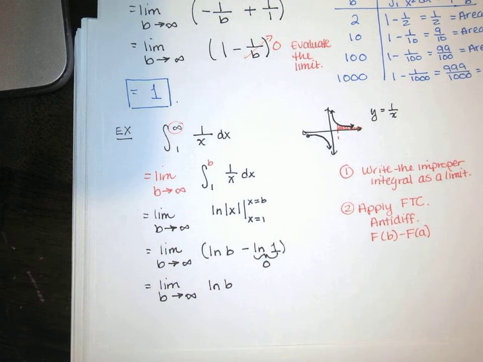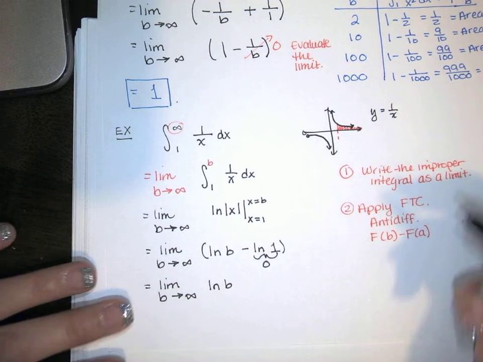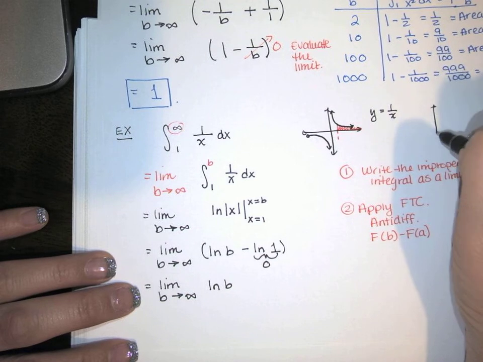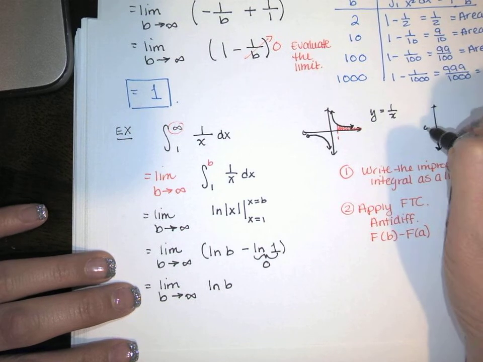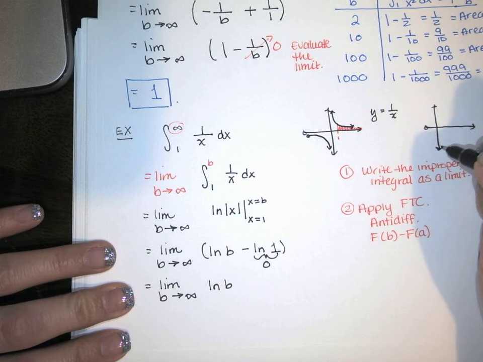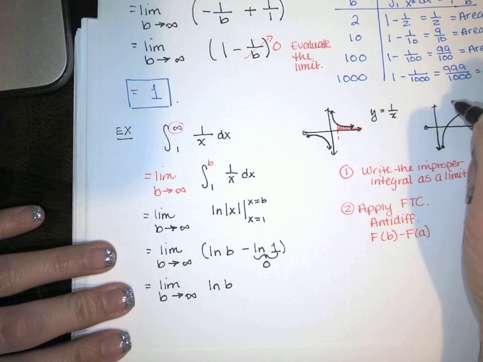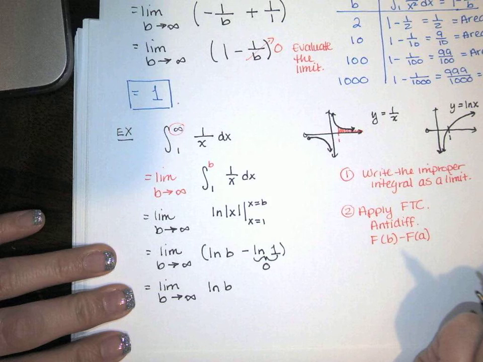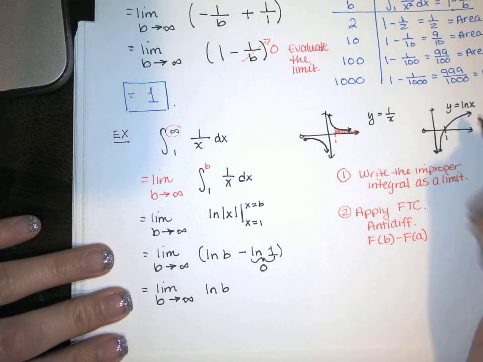So I just want to know what happens to natural log of b as b goes to infinity. Now this might be something you've forgotten. It's okay if you have. This is what the graph looks like. It's probably been a little while since pre-calc or college algebra. Y equals natural log of x looks like this. When x equals 1, y equals 0, and it just keeps growing.